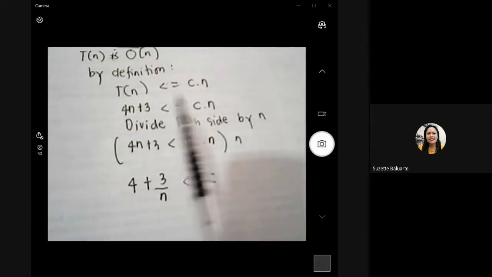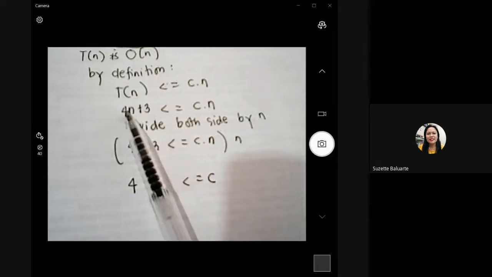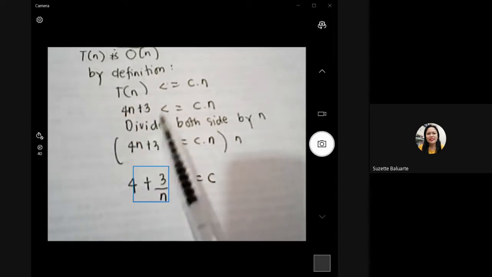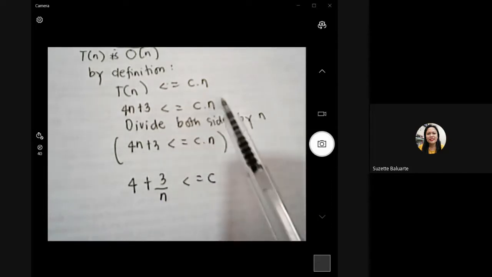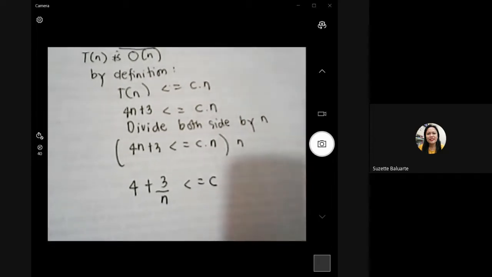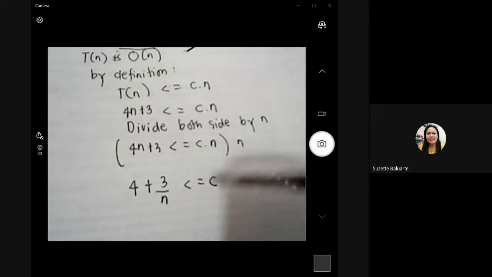So again, by definition, we have to make sure that we divide both sides by n. If it were n squared, it would be another story, so it depends on this one. We will prove big O of n, so we'll try to have this one and see whether it is big O.